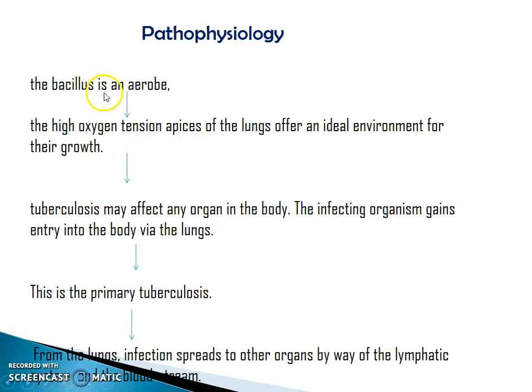The bacillus is an aerobe, that is, it requires oxygen for its growth, an aerobic microorganism or aerobic bacteria. The high oxygen tension in the apices of the lung offers an ideal environment for their growth. Tuberculosis may affect any organ of the body. The infecting organism gains entry into the body via the lungs, and this is nothing but primary tuberculosis. Now, from the lungs, infection will spread to other organs by way of the lymphatic system and the bloodstream.